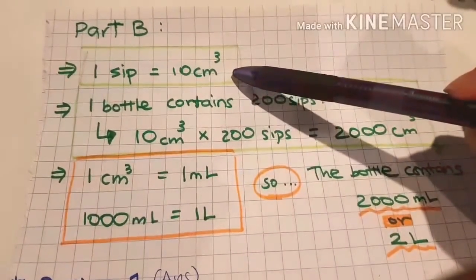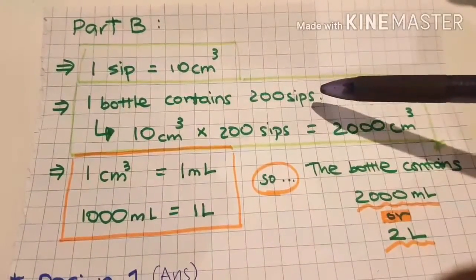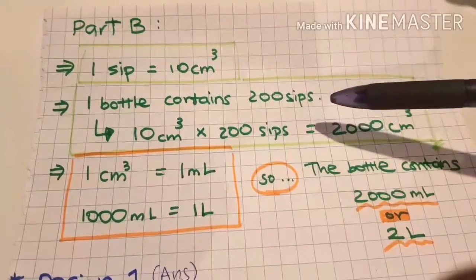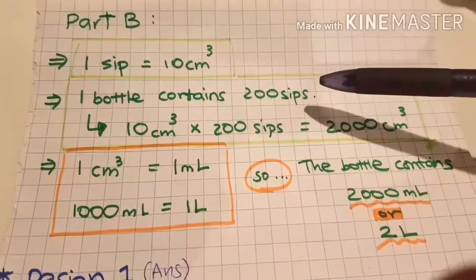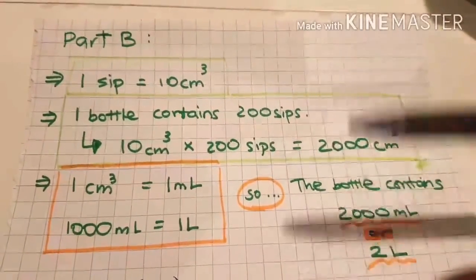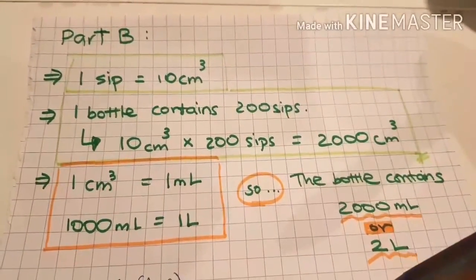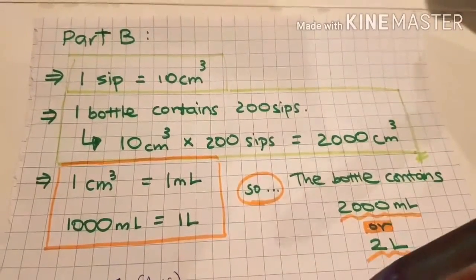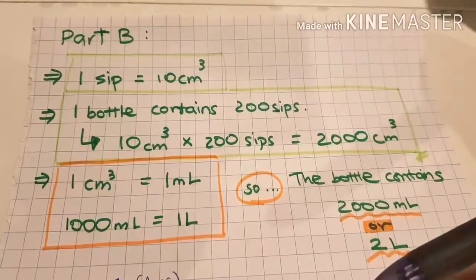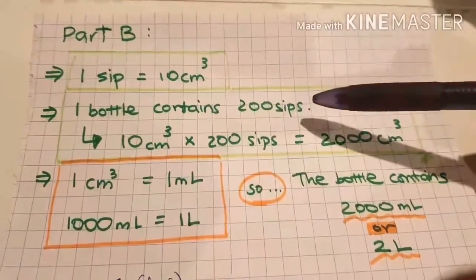It said in the question, one water bottle should contain about 200 sips. That was all the information given in the question, and it just asked you to design a water bottle of any shape except cubic. So let's have a look.